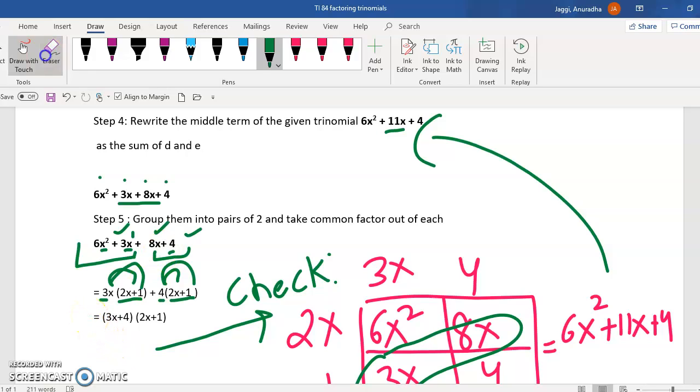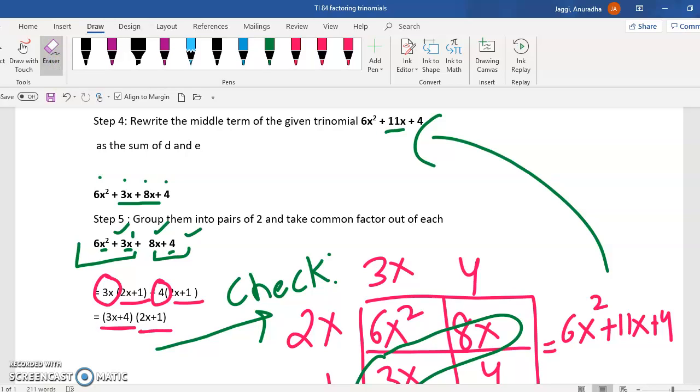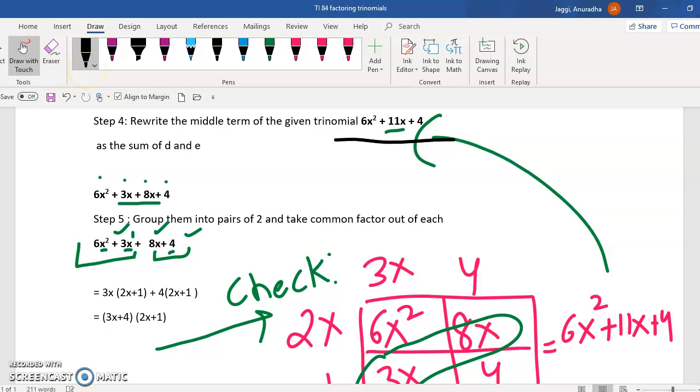Now after that, what do you do? You see that this is the common factor which appears in both the terms. So you take the common factor out, and what remains is 3x plus 4. So you write that down as the other factor. So that is how you have factored the expression in question, 6x squared plus 11x plus 4, into two factors: 3x plus 4 times 2x plus 1. How do you check whether your answer is right or not?